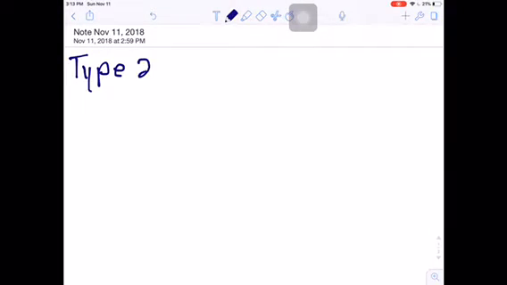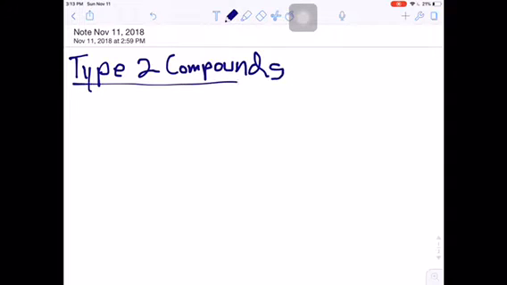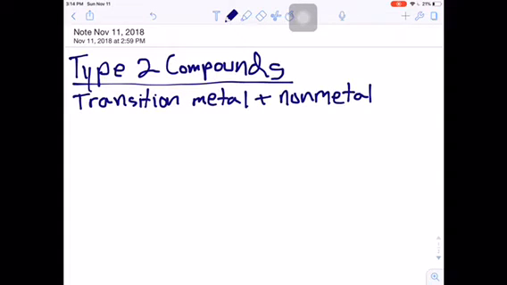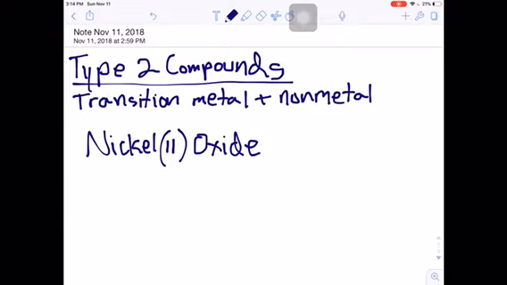Next we will be naming type 2 compounds. Type 2 compounds contain a transition metal and a nonmetal. To go from a name to a formula, like nickel oxide, we know that the symbol for nickel is Ni and the charge is 2, and the symbol for oxygen is O and the charge is -2. So the formula would be NiO.